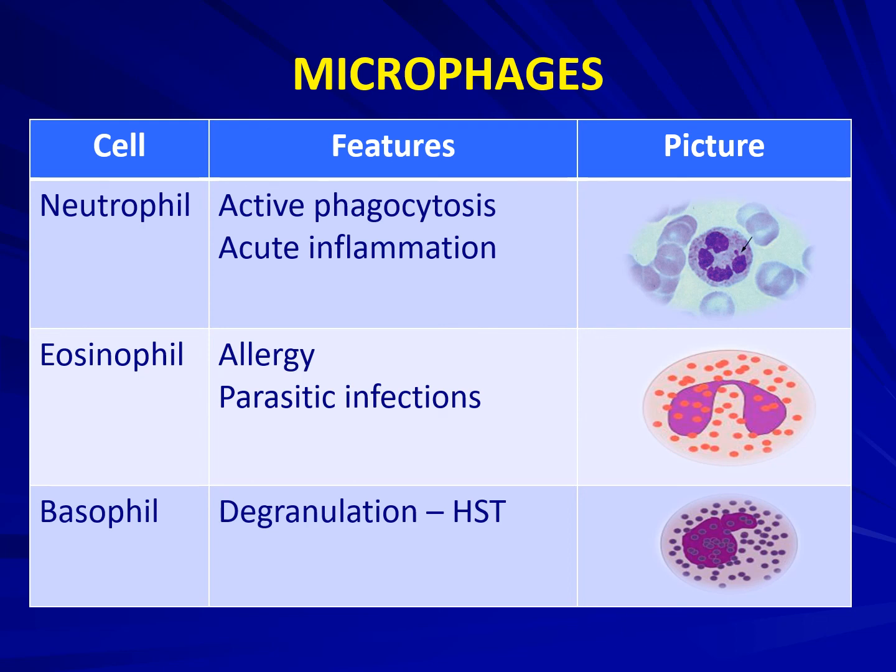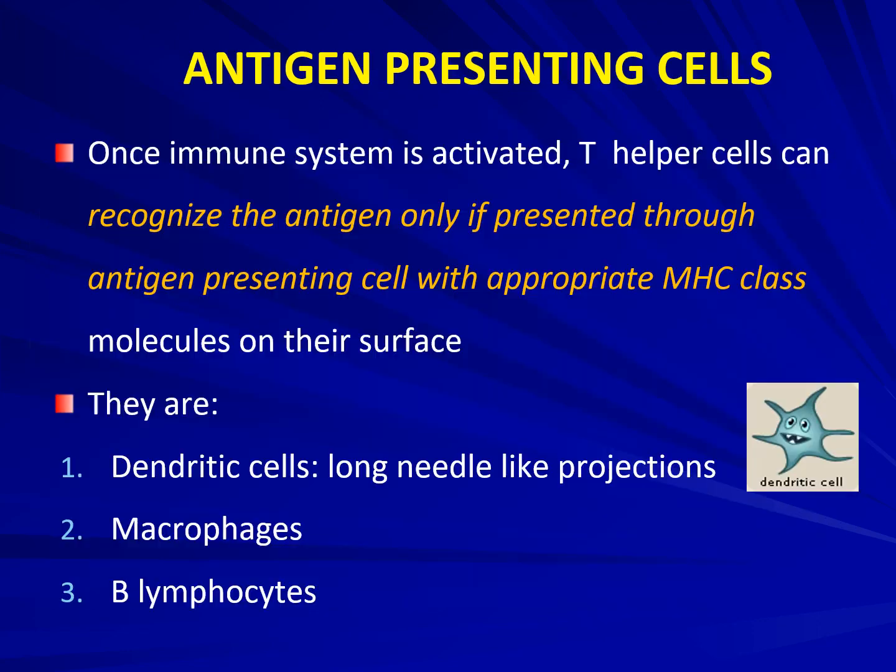Then the neutrophils, eosinophils and basophils. Neutrophils feature an active phagocytic mechanism and are present in acute inflammation. Eosinophils are mainly in allergies and parasitic infections, and basophils on degranulation play a major role in hypersensitivity reactions.